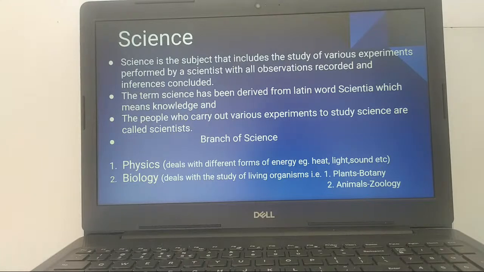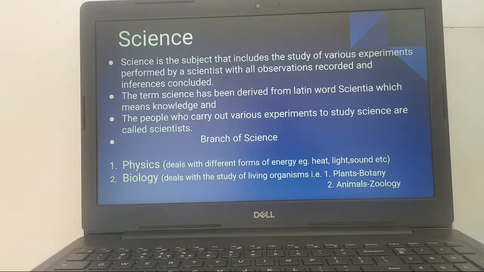Now, as I have already discussed, science has three branches, that is physics, biology, and chemistry. So today we'll be dealing with chemistry. First of all, let me tell you what you'll be studying in physics. Physics deals with the different forms of energy, for example, heat, light, sound, etc. And biology deals with the study of living organisms, for example, plants and animals. The study of plants is known as botany, and the study of animals is known as zoology.